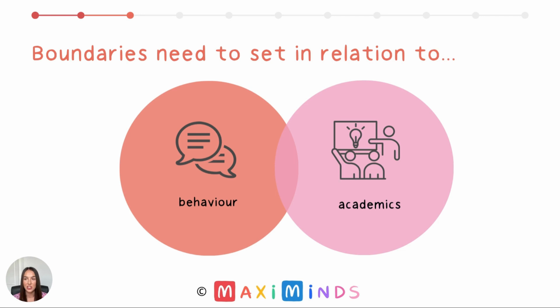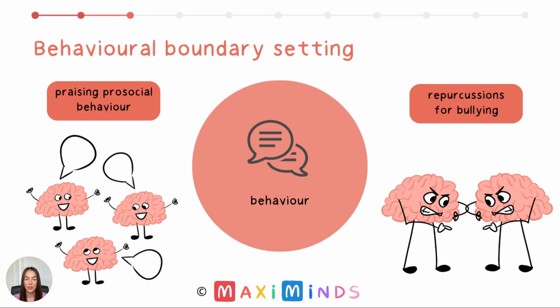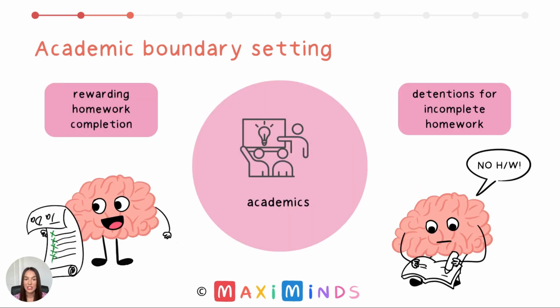Boundaries need to be set in relation to many things, but in this case, for you as teachers, in relation to students' behaviour and also in relation to their academics. For behavioural boundary setting, this might look like praising pro-social behaviour, but also providing repercussions for anti-social behaviour or bullying. Academic boundary setting can involve things like rewarding homework completion, but also detentions for incomplete homework.